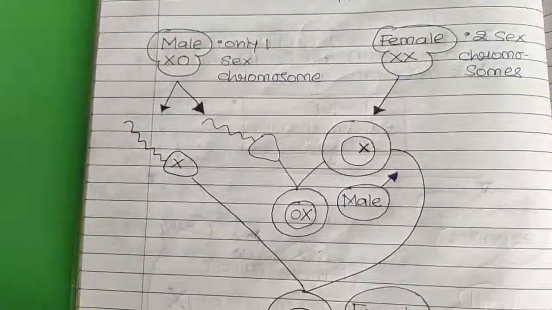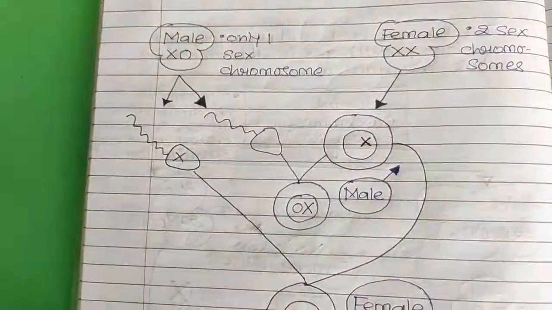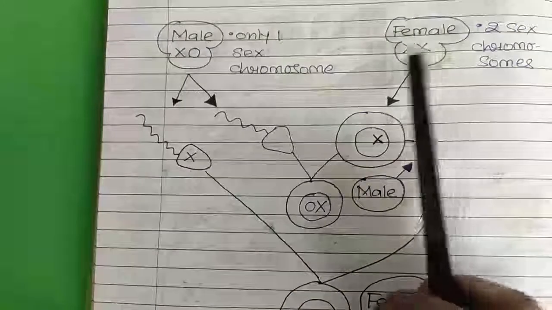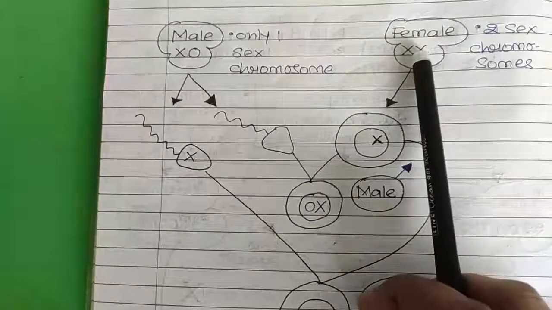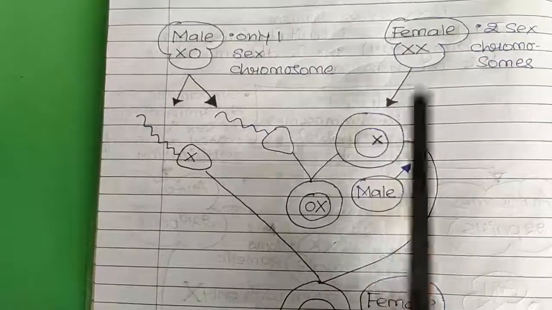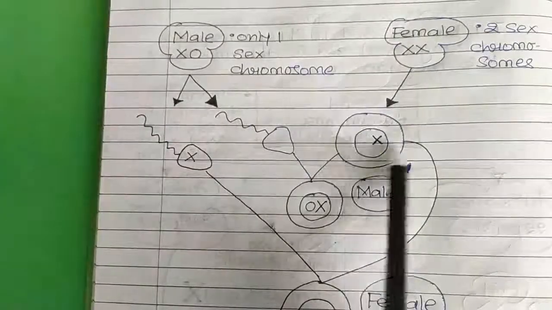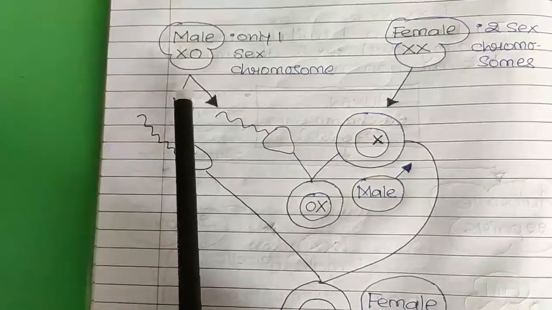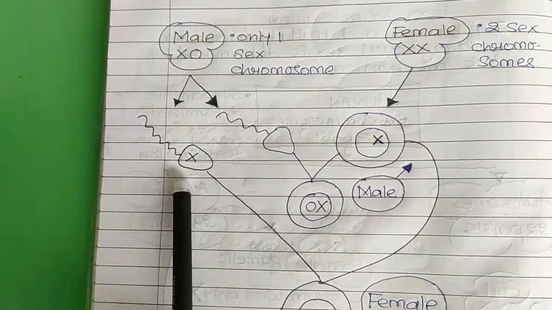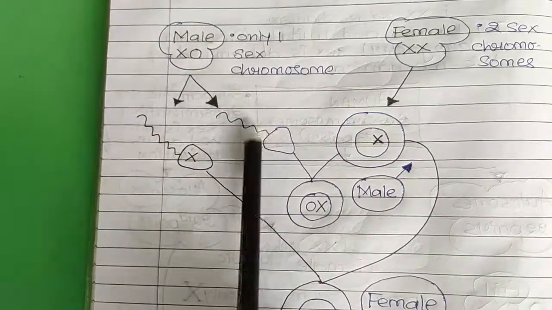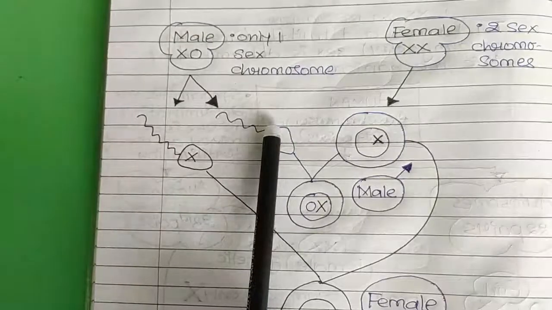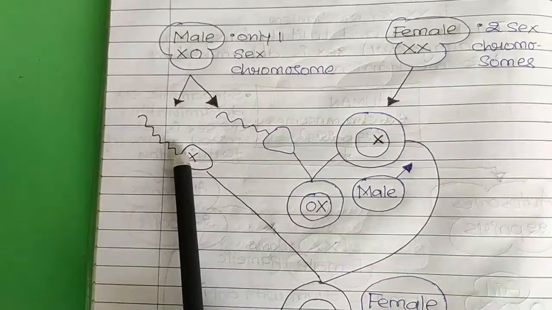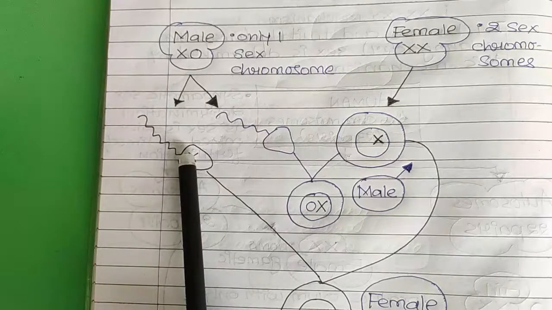In male there is only one X chromosome, so male is haploid, and in female there are two X chromosomes. So when the female produces the eggs, 100% of the eggs contain the X chromosome. But when the male produces the sperms, 50% of the sperms contain the X chromosome and the other 50% do not have any chromosome that determines the sex. Clear? So again, it will be based on the sperm that fertilizes the egg.